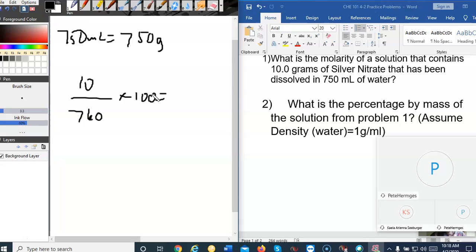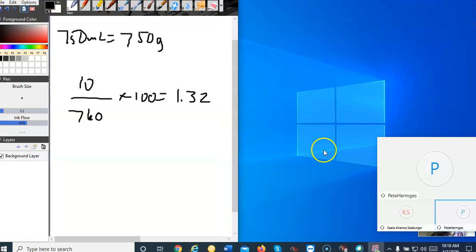That's an easy one. 10 divided by 760 times 100 is 1.3. Yep, 1.3. Let's say 2 significant figures, because you should have 3. Well, 2 is okay. Let's just do that. 1.3. All right, good. You guys are good with those. Let's go to, oh, did I just close it?